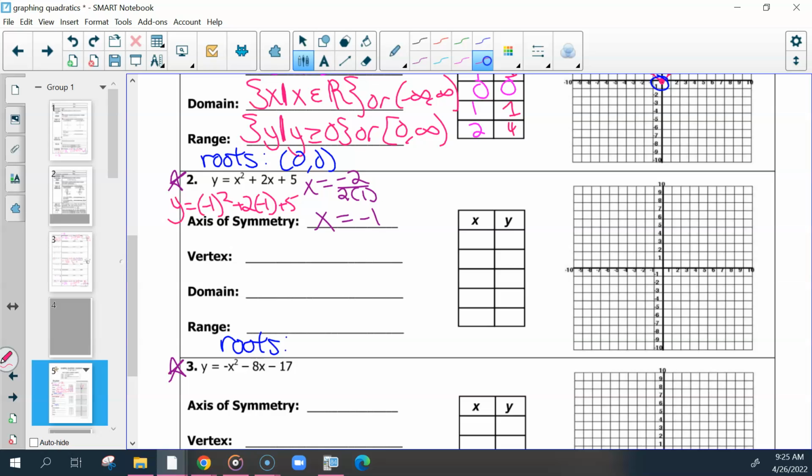What did you get when you put it back in? I heard 4. Is it what we all got? Four. Anyone else get anything different? No, we'll go with that. So our vertex would be the point -1, 4.